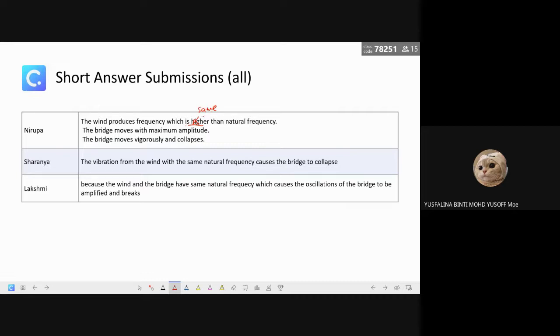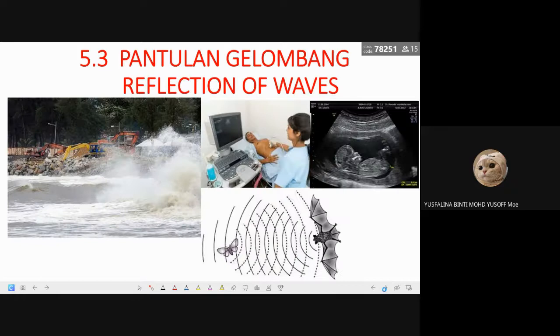Remember the Barton's pendulum, right? When you swing, the two that have the same length will oscillate in maximum amplitude, right? So it's actually because it has the same length, not the one has the higher or what. Okay, must be same, not higher. Okay, 2 marks, 1 mark. Same natural frequency. Okay, you didn't mention about the maximum amplitude, so only 1 mark. Okay, so we move on to the next one.